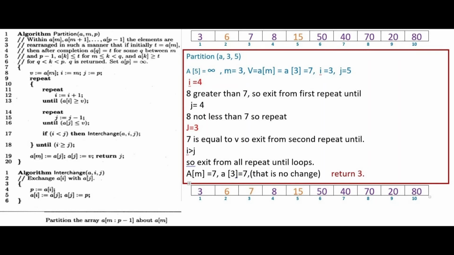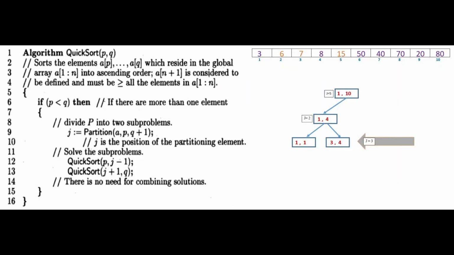I greater than j. So exit from all repeat until loops. A of m is equal to 7, A of 3 is equal to 7. That is, there is no change in the process. And return j, return 3.